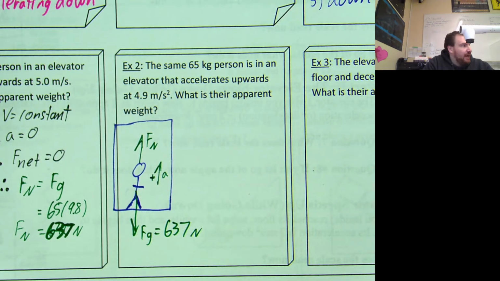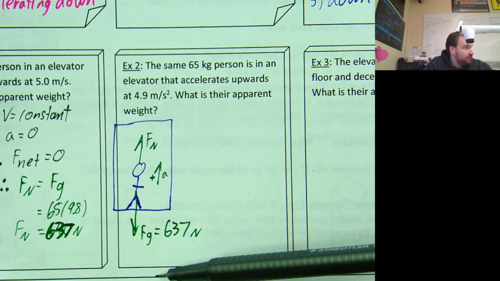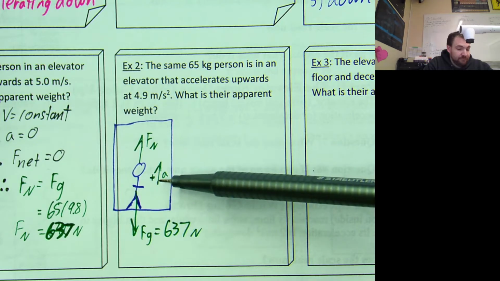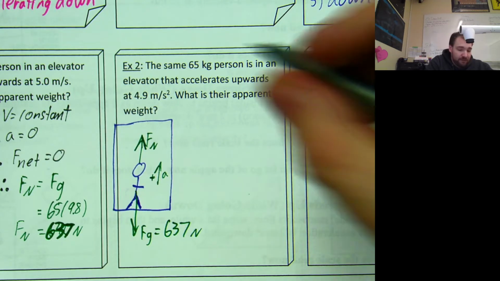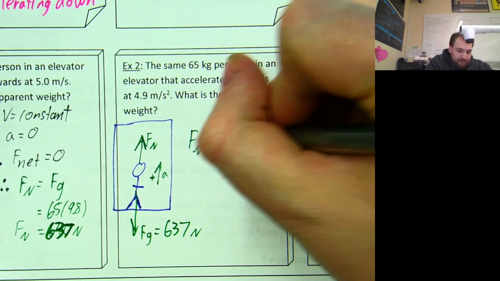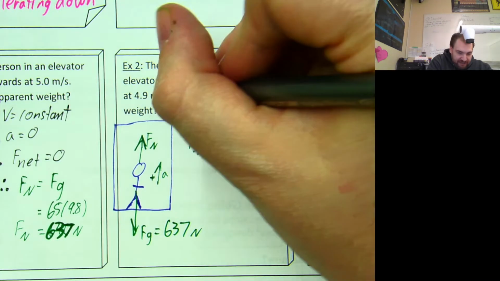For that person to accelerate up, that means Fn and Fg cannot be equal. Which one has to be bigger? If Fg were bigger, this person would be dragged down. They're accelerating upwards, so what has to be bigger, the upwards force or the downwards force? Okay, the upward. The upwards force is Fn. So I'm going to have Fnet equals ma, because now we've got an acceleration upwards.